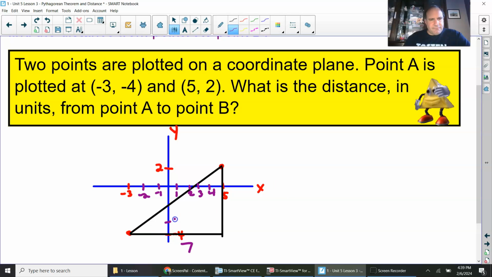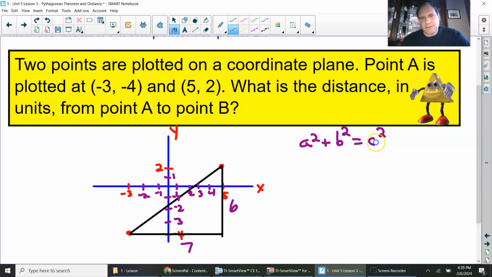This is -4. So I'm just going to go -3, -2, -1, 0, 1, and then 2. So look, this goes from -4 to 2. So that means 1, 2, 3, 4, 5, 6. So I have my 2 sides, and I'm going to try to get side C, the distance between these 2 points.